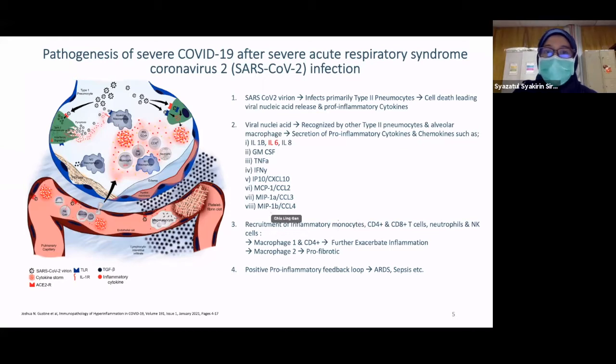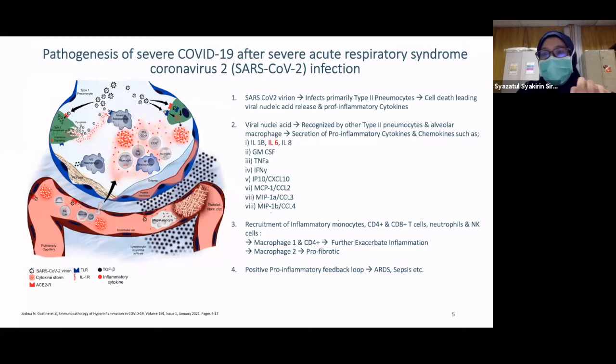So back to where SARS-CoV actually attacks. It impacts primarily the type 2 pneumocytes. This type 2 pneumocyte is responsible for the release of your surfactant. So your alveoli technically will stick to each other because of the lack of surfactant, and that leads to alveolar collapse.